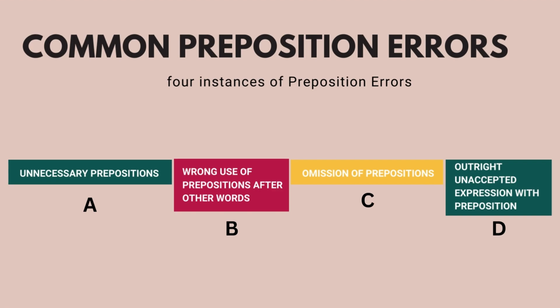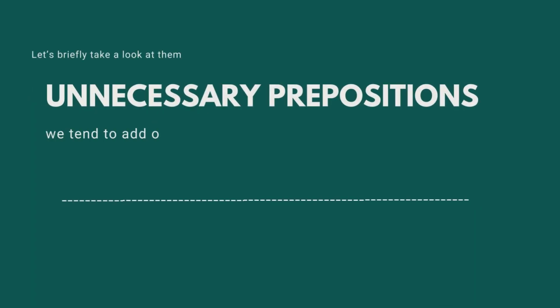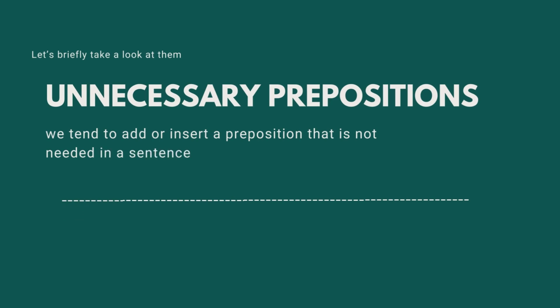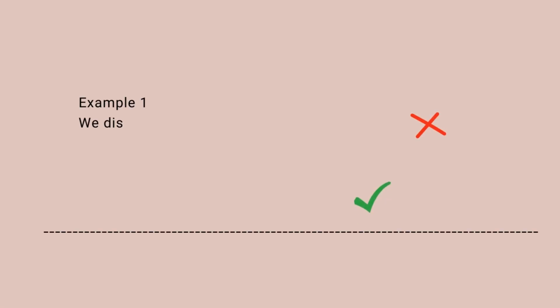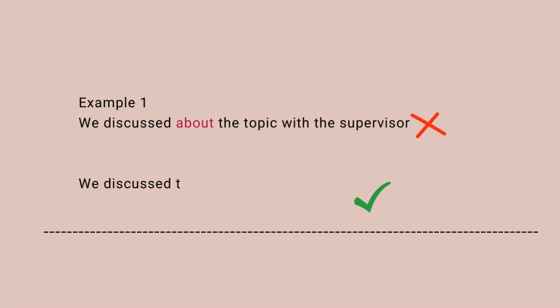Use of unnecessary preposition. We tend to add or insert a preposition that is not needed in the sentence, and for these they should be taken out from the sentence. Examples include: we discussed about the topic with the supervisor. Discuss does not need about, so the sentence should read: we discussed the topic with the supervisor.